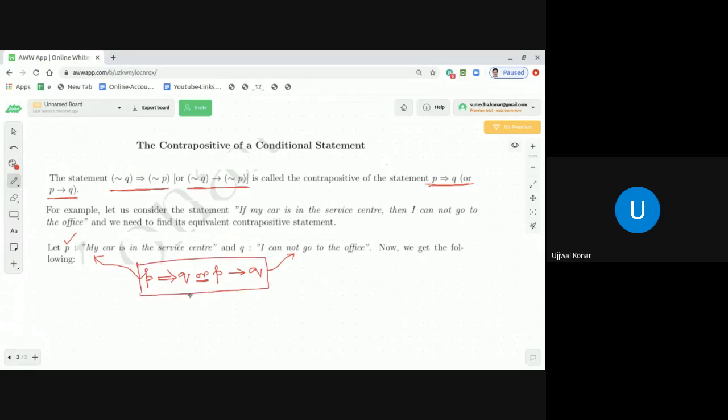So what is the contrapositive then? Its contrapositive will be something like this, and I'm going to write it here, dear students: not Q implying not P. Or we can say, not Q arrow not P. So that is what is called the contrapositive.